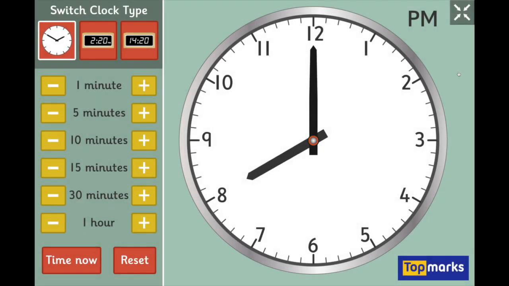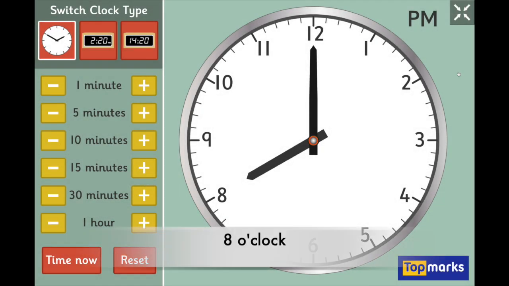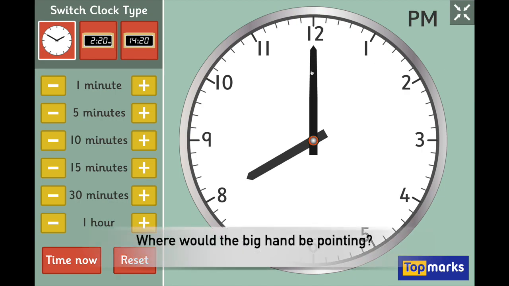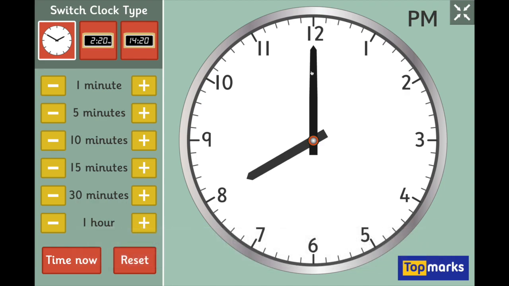The clock is now 8 o'clock. What would it look like if 15 minutes of time passed and it was quarter past 8? Do you know? Where would the big hand be pointing? Remember the pizza. It might help you visualize it. Well done. The big hand would point to 3. So quarter past would look like this.